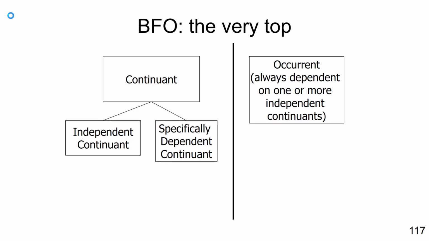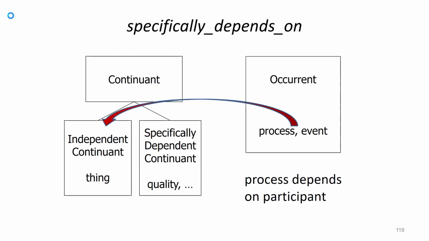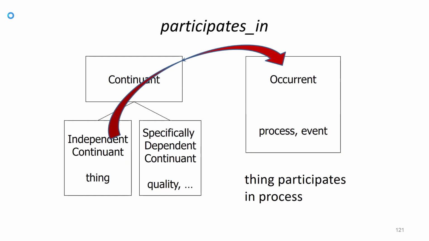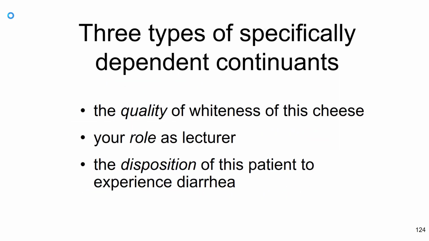All right, so you are a continuant, you're a substantial object, your life is a process. You are three-dimensional, your life is four-dimensional. Every occurrent depends on one or more continuants. Every quality is a quality of some independent continuant. Every process depends upon some independent continuant. Every quality depends upon some thing which is the bearer of the quality. Things participate in processes. And we can define the relations that we were just using now, but this depends on and participates in. You can understand what they mean.